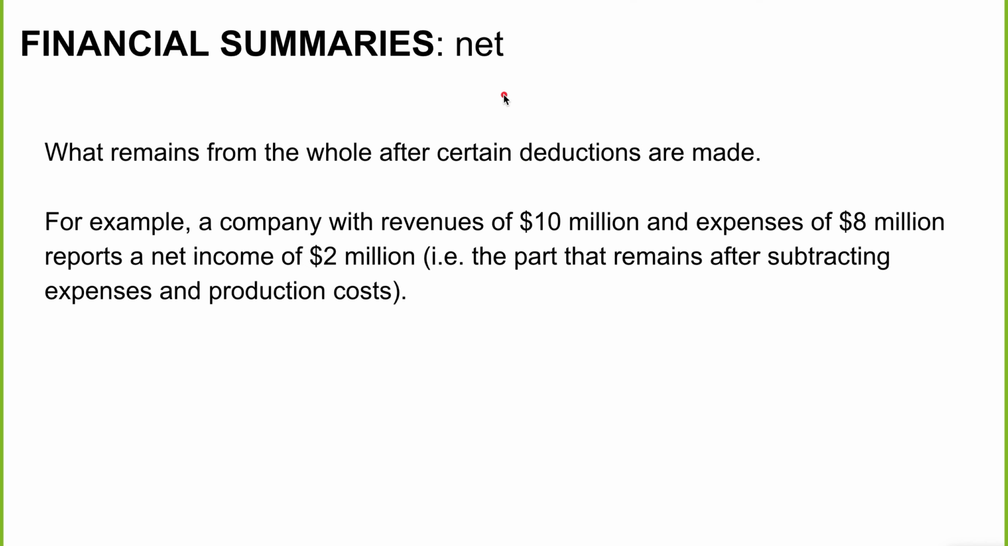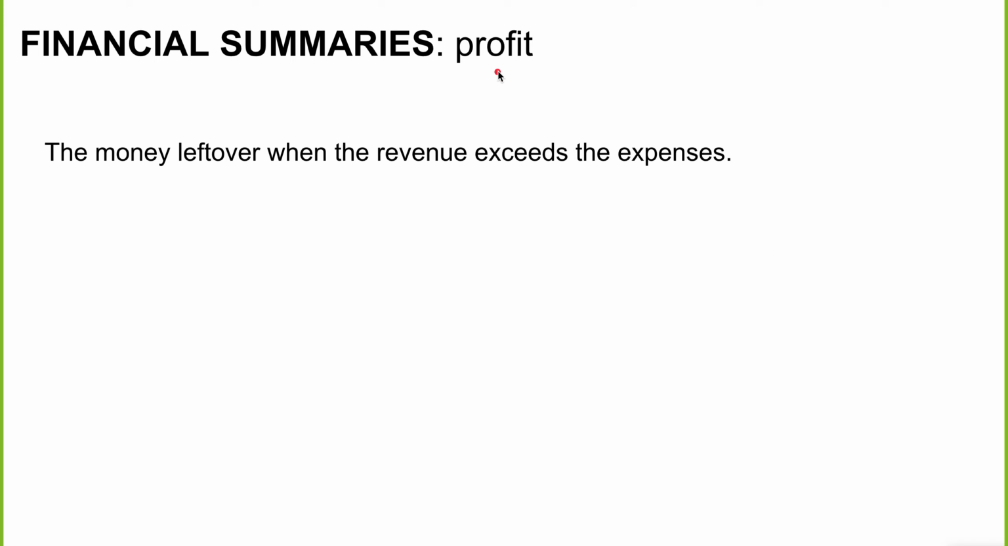But net, on the other hand, is somewhat the opposite. Net is what remains from the whole after certain deductions are made. An example of this is if a company has revenues of 10 million and expenses of 8 million, then the company will report a net income of 2 million. That is the part that remains after subtracting expenses and production costs. The profit is the money left over when the revenue exceeds expenses. In other words, profit is the revenue or the money that I earn minus the expenses, similar to net.